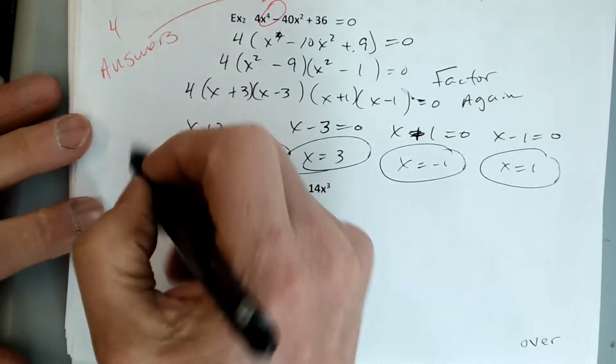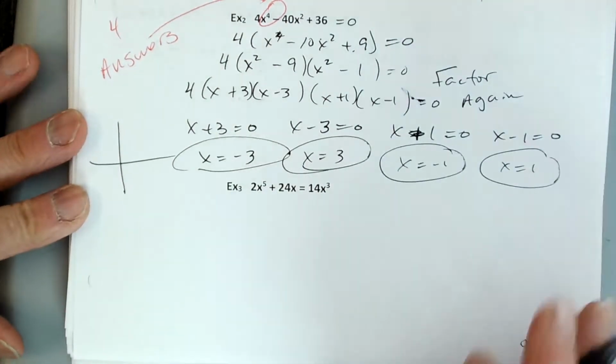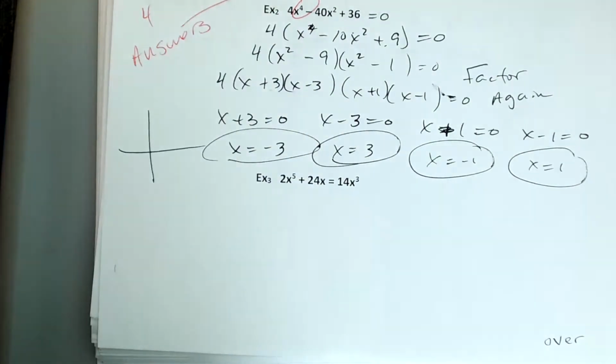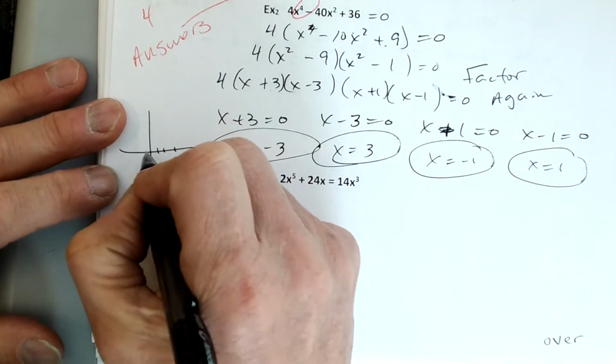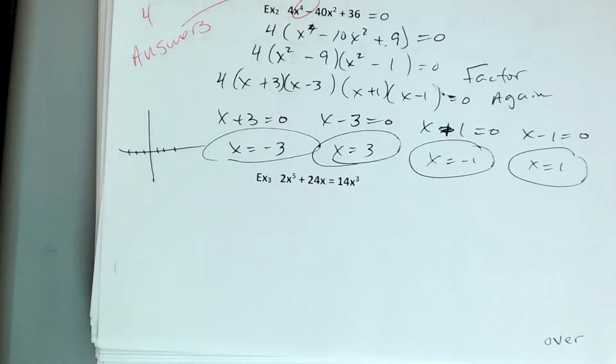And if you were to graph this one, it would look something like this. It would look like this. 1, 2, 3. It would look like this.